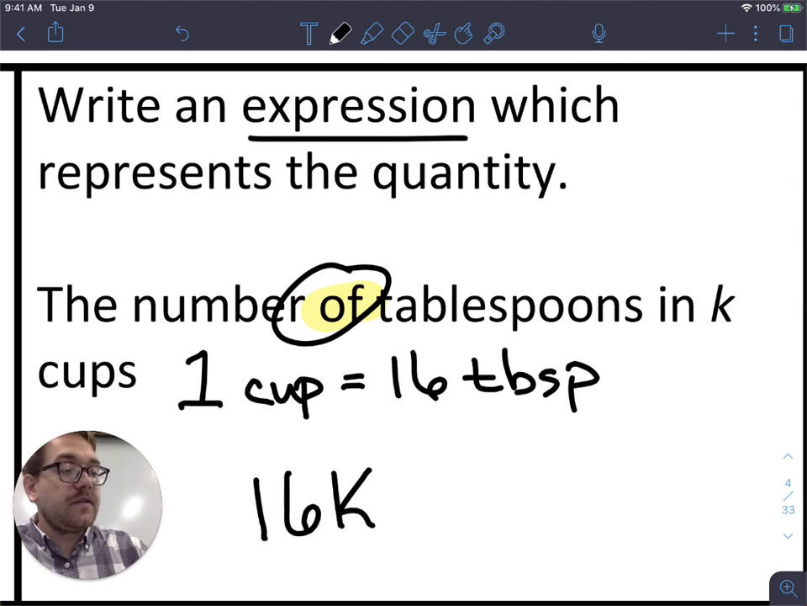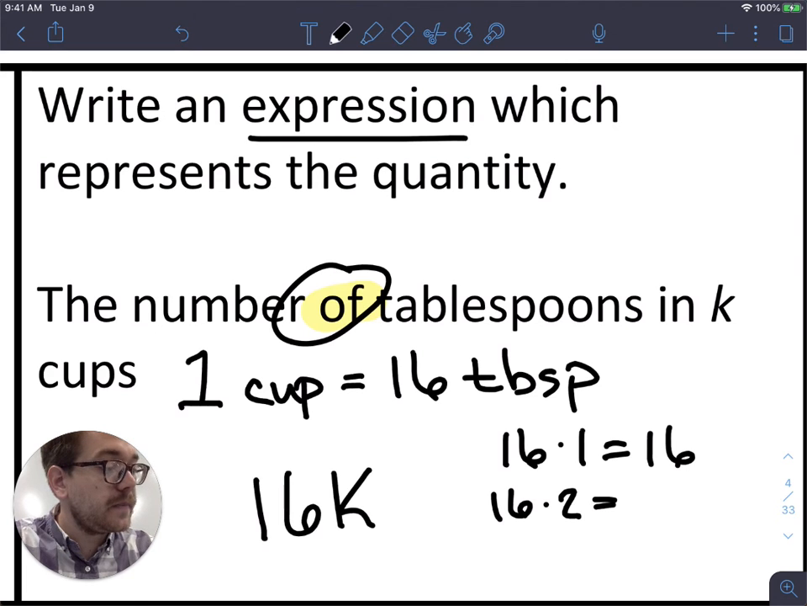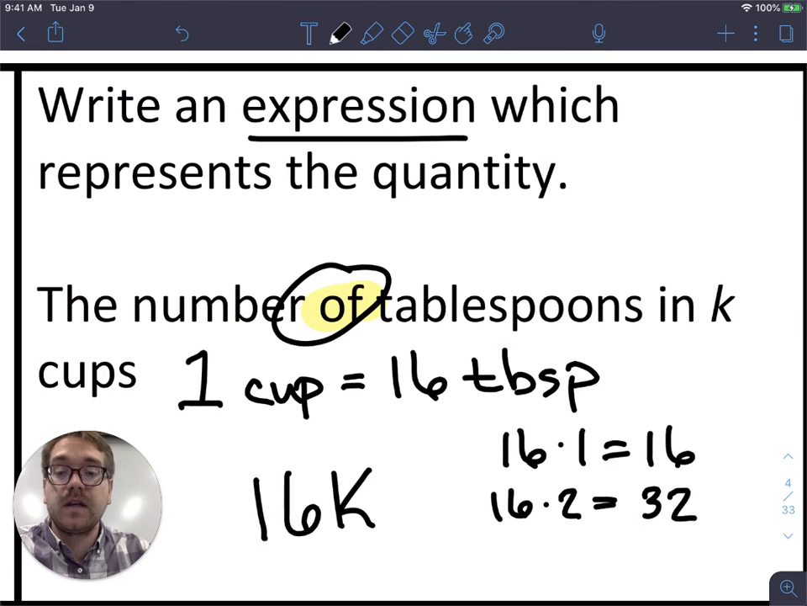Okay. So if you think about it, if I have 1 cup, so if K was 1, I would take 16 times 1, and that would be 16 tablespoons, right? 16 tablespoons times 1 cup equals 16. If I had 2 cups, I would take 16 times 2, okay, and that would give me 32 tablespoons. There'd be 32 tablespoons in 2 cups. Okay? That's what that expression is representing. K represents any number of cups. And then the 16 is multiplying by the number of tablespoons in 1 cup.